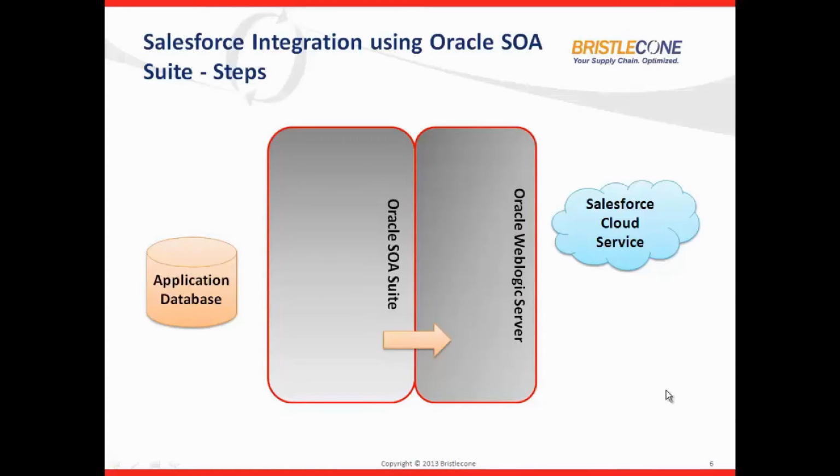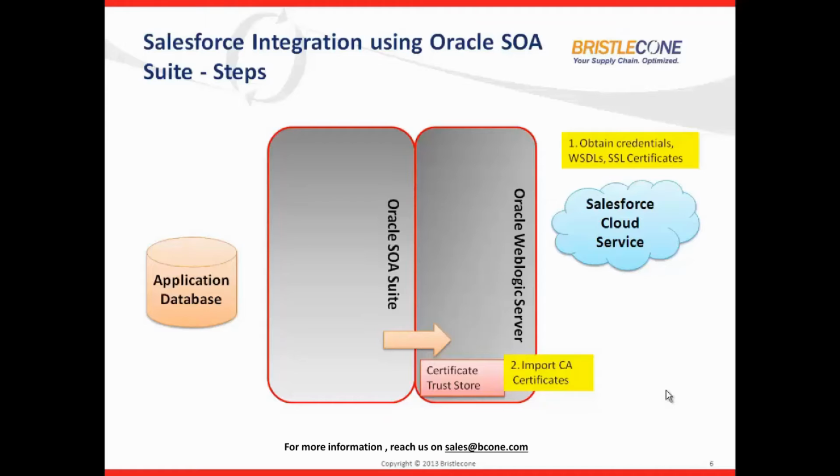Now we will have a look at how the complete integration has been designed and developed. The first step is to obtain Enterprise WSDL and certificate from Salesforce.com. Second, we will import the certificate we obtained in the previous step into WebLogic Server. Then we create a composite with all the required activities and configuration.